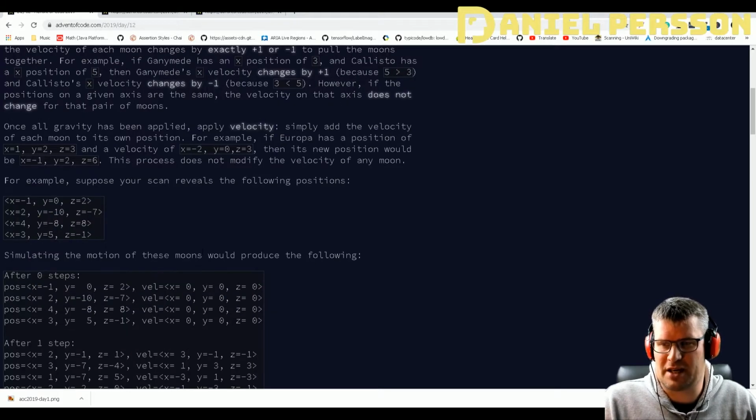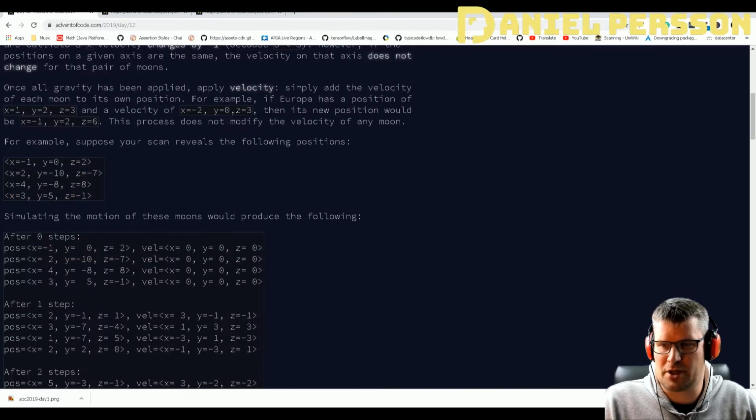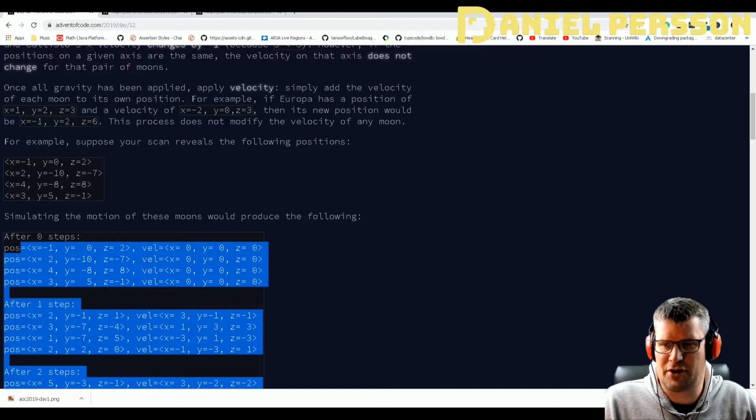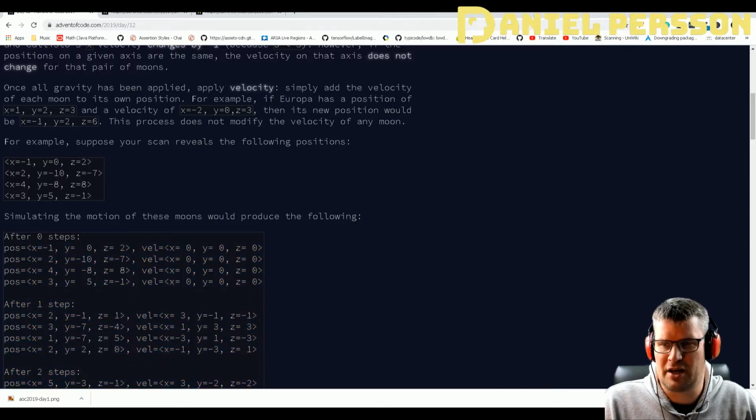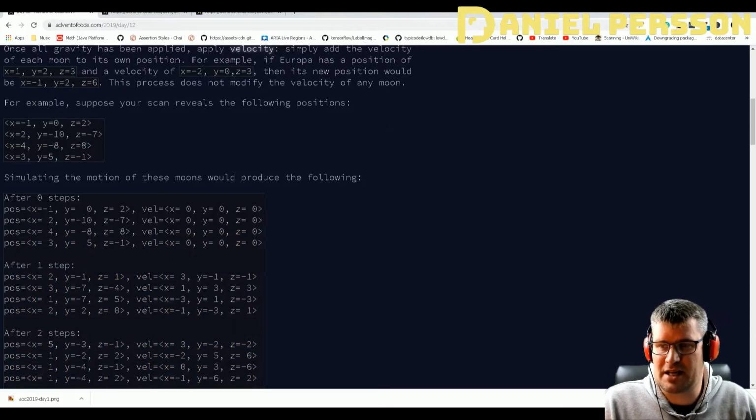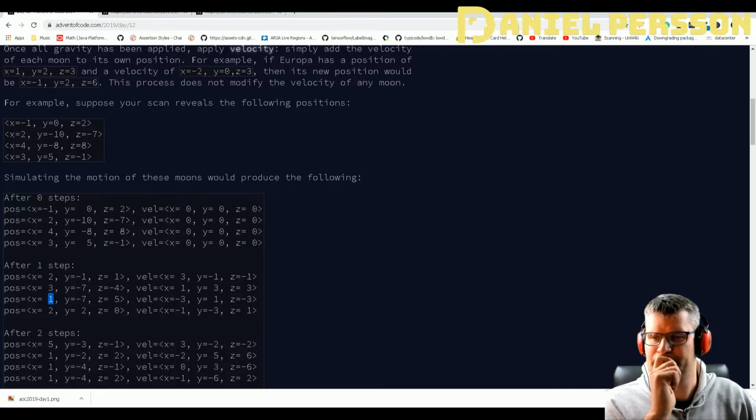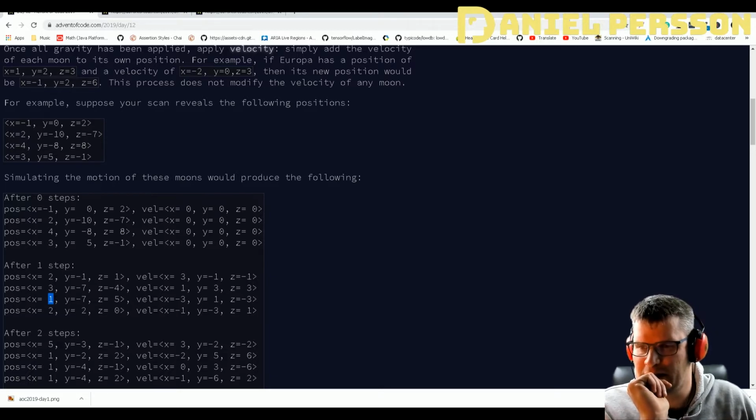So if we look at this example they have here, they have 3 planets with some coordinates, and on the first step, none of them have any velocity. If we look at the second step, then if we take the position 2 here for the first planet, it's 1 from 3, so that's plus 1, and then 1 again, so that's minus 1. And then 2s, those are equal.